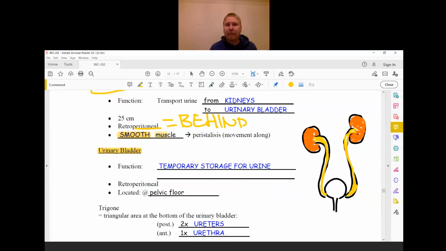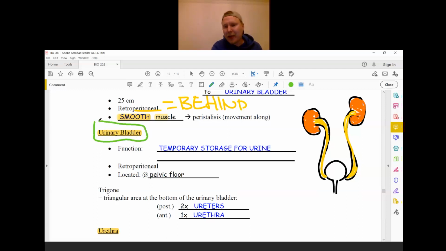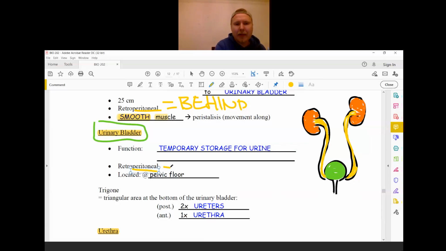Next, I'm going to talk a little bit about the urinary bladder. If you really want to simplify things, you can say that urinary bladder is very little anything else but a temporary storage pouch for the urine. So it can stretch and shrink depending on the needs. Again, if we think of the location, it is going to be retroperitoneal, so behind the peritoneum, and located at the pelvic floor. We'll talk about the trigone in a few seconds.